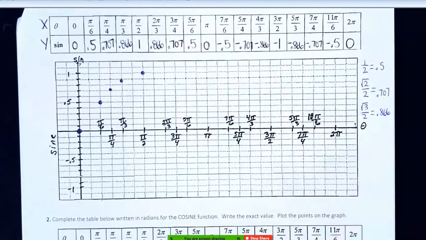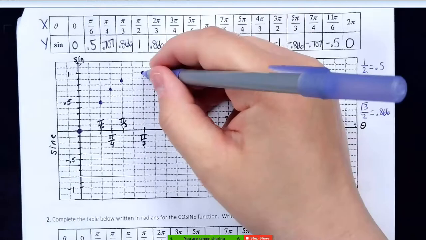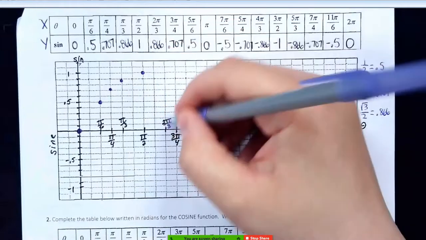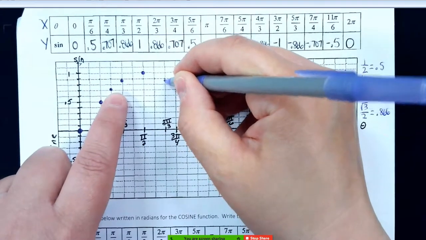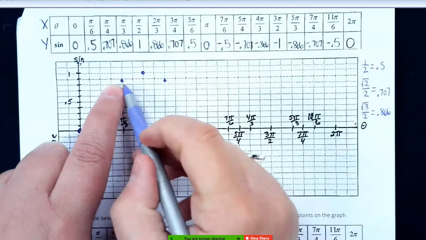And then you guys are going to see this. This is like starting to go around the circle, and now I'm going to come back down. So you're going to skip 2 spots. 2 pi over 3, you're at that 0.866. So I just kind of try to line it up with the other one I just graphed.